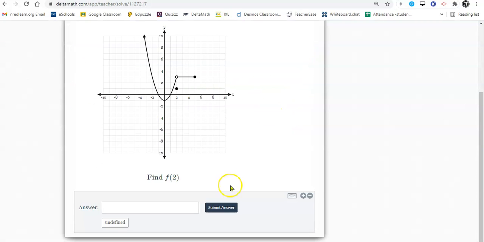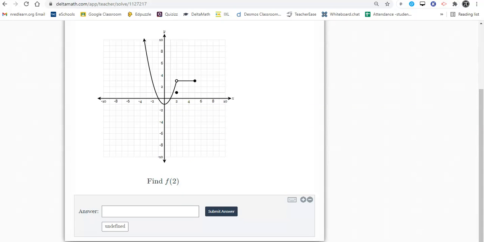Let's try another one. Find the y value when the x value of the function is 2. So if you look carefully here, the x value of 2 is here and here. But one of them is solid and one of them is shaded. So there's really only one solution, and that is the solid solution right here. That is the solution, and it is a y value of 1, so the answer is 1.